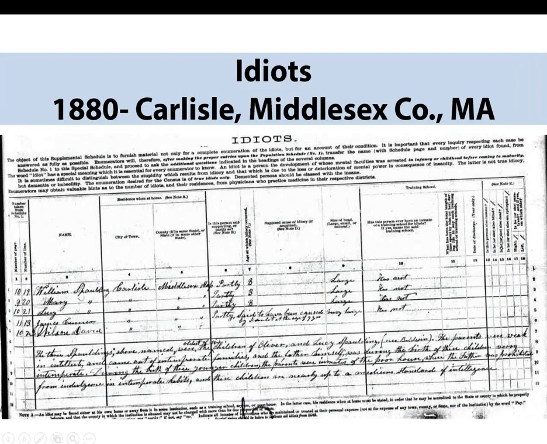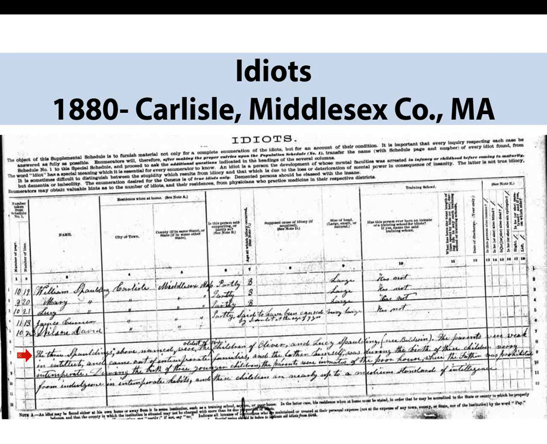Again, this would have been taken along with the population schedule, so we'll find people just kind of peppered in here. This was an example that I wanted to choose because this particular enumerator was very thorough with their examination of this particular individual. This is from Carlisle, Massachusetts, in Middlesex County.